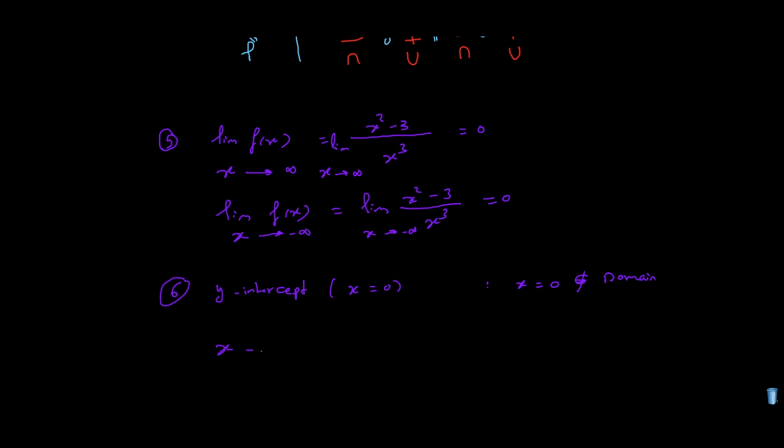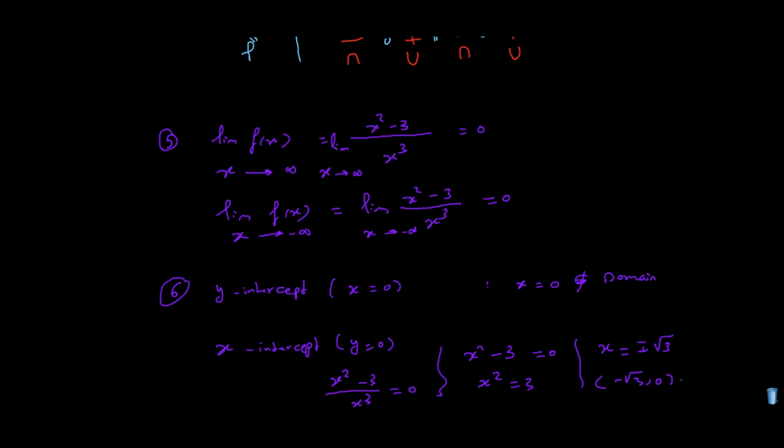Here the x-intercept: make y equal 0. That is x squared minus 3 over x to the power 3 equals 0. That means x squared minus 3 equals 0. So x squared equals 3, then x equals positive or negative square root of 3. These are the points negative square root of 3, 0 and square root of 3, 0. These are 2 points.